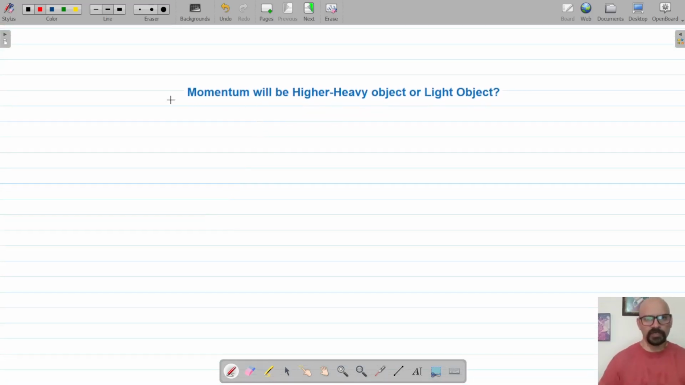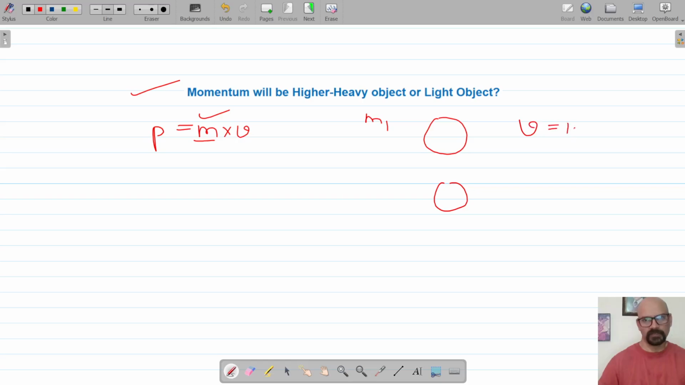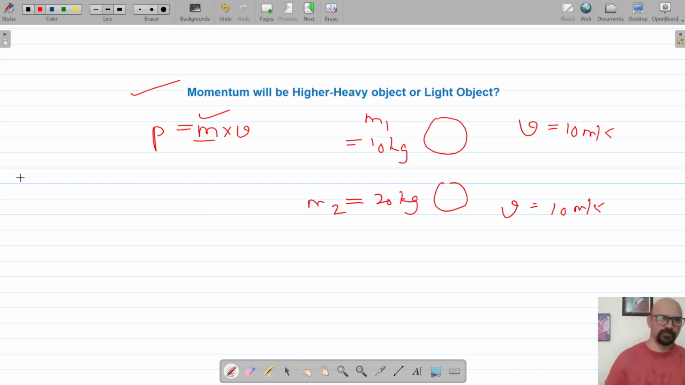Okay, now momentum will be higher for a heavy object or a light object? It's very obvious from the formula because momentum is measured as the product of mass and velocity. So let's say we have two objects, both moving with the same velocity, let's say 10 meter per second, but here the mass of the first object is 10 kg and the mass of the second object is, let's say, 20 kg. So the momentum of the first object, that is object A, and object B.